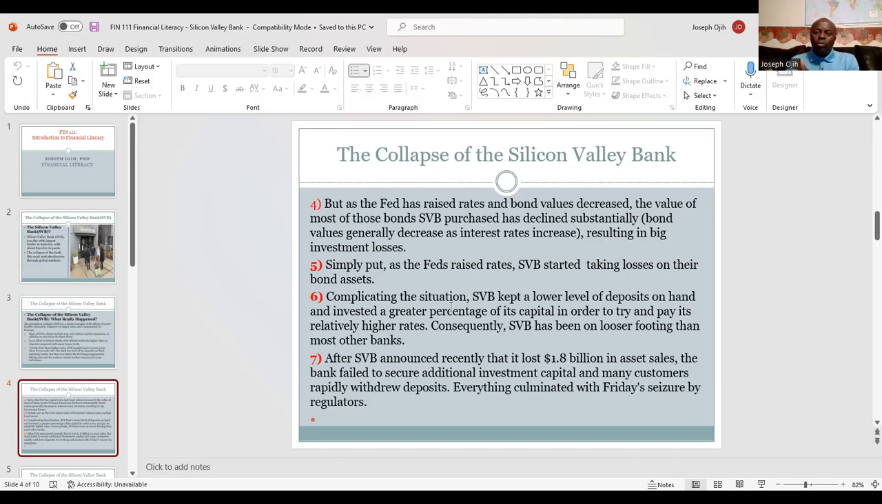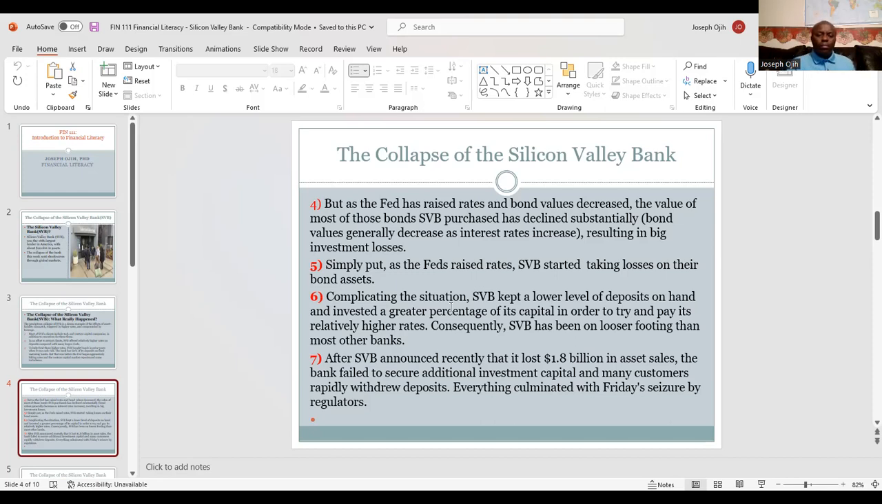They have to liquidate those bonds. Okay, so that was what happened. As the Fed raised rates, Silicon Valley Bank started to take losses on their bond assets. To complicate the situation, they kept a lower level of deposits at hand because, remember, they invested 60% of their deposits in these bonds. So they kept a lower deposit at hand and invested a greater percentage of their capital in those bonds.